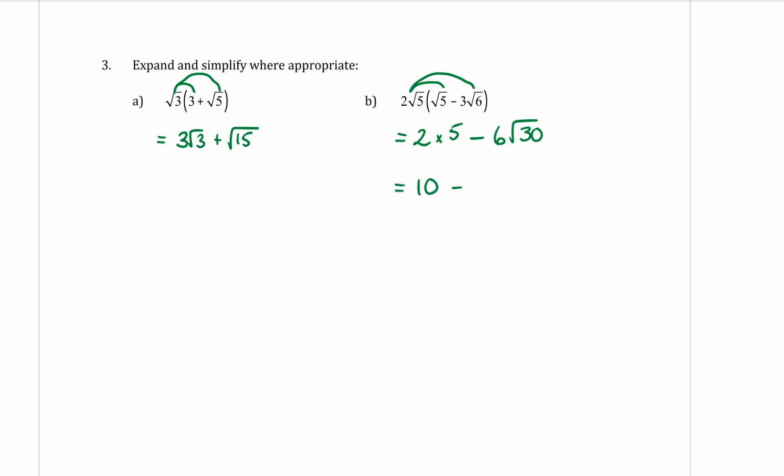Can I simplify the square root 30? No, that's not a perfect square. It has to be able to be divided by a perfect square number. So 4 doesn't work, 9 doesn't work, it doesn't work. So that's it. Easy.